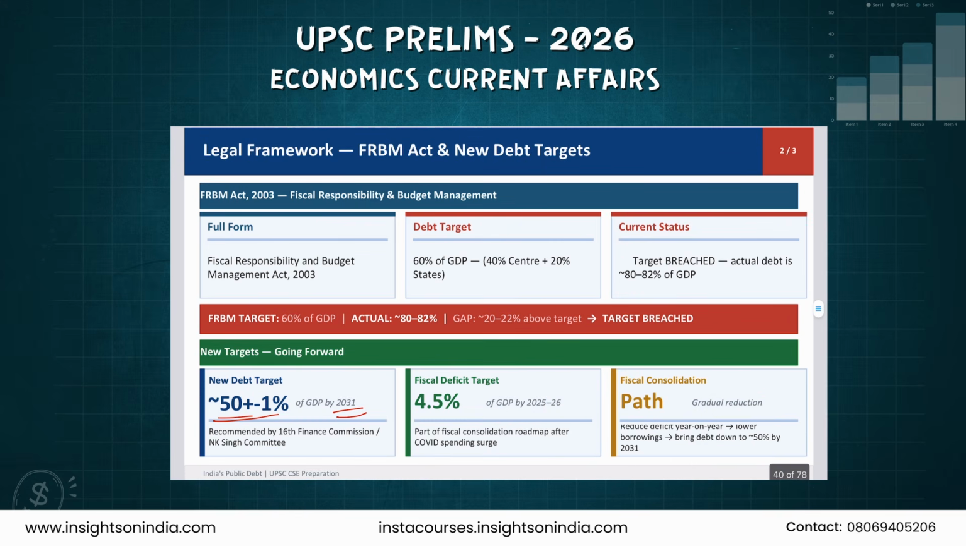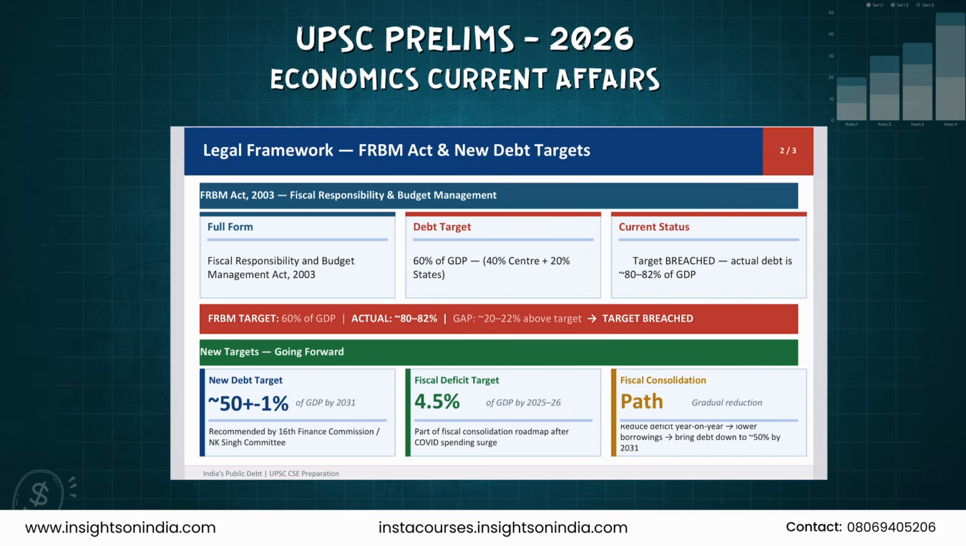So, is there any legal framework that binds the government to limit the public debt? Yes. That's called the FRBM Act, that is Fiscal Responsibility and Budget Management. Again, that is basics. As per this act, the public debt is limited to 60% of GDP. That is combined public debt, meaning 40% of the center and 20% of the states. That is the target. All of you know, by this time the target is not yet reached, but we have breached the target. Now it is around 82%.